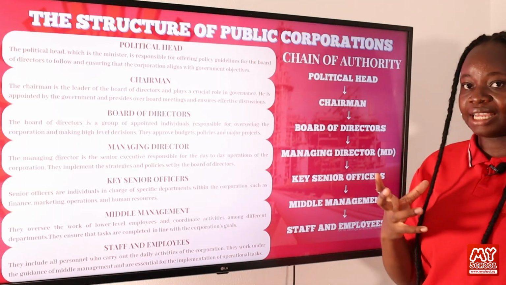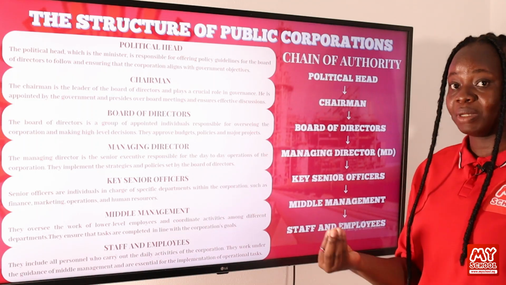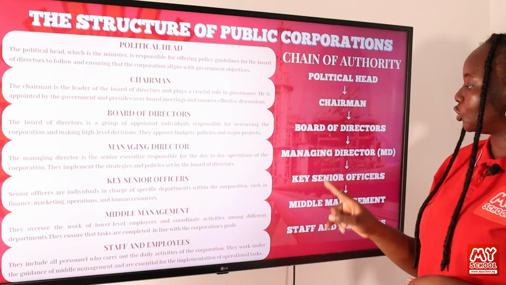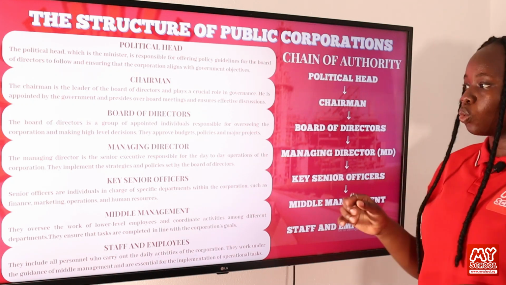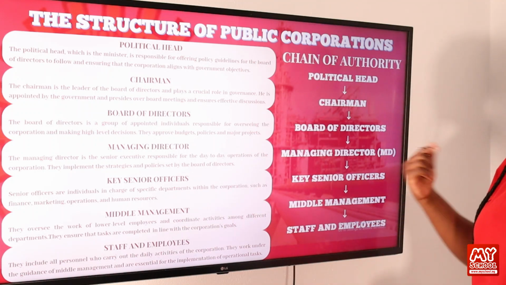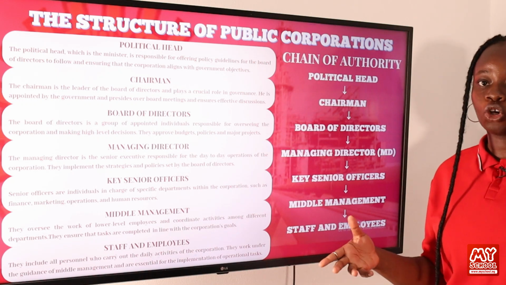The chairman is the head. He, along with the board of directors, are responsible for implementing certain policies or making certain decisions within the corporation. It is the managing director who implements those policies, those decisions that have been made by the chairman and board of directors. Then we have key senior officers, middle management, and then staff and employees within the corporation.